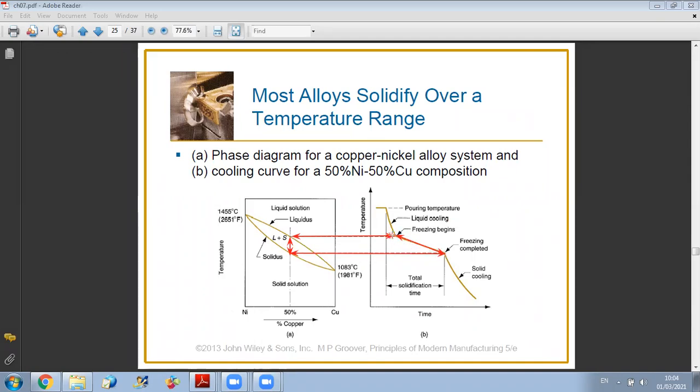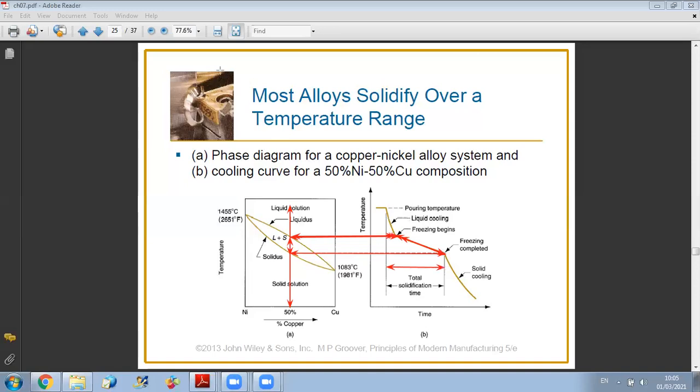But freezing begins when we have the contact line between the vertical line corresponding to the percentage of composition and the liquidus line. So here we can find the temperature at which we will have beginning of freezing, and the final temperature is determined by the intersection with the solidus line. So we get a range of temperatures for which change of phase will occur from 100% liquid to 100% solid. But the definition of total solidification for both is the same. It is from end of pouring until complete solidification.